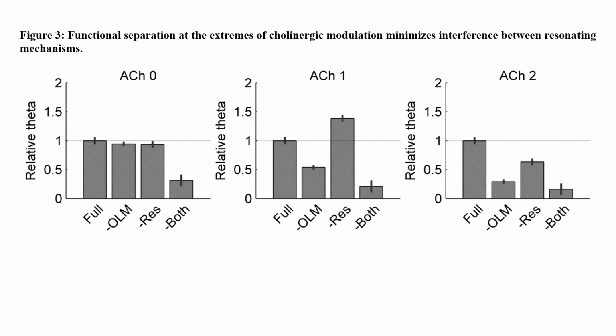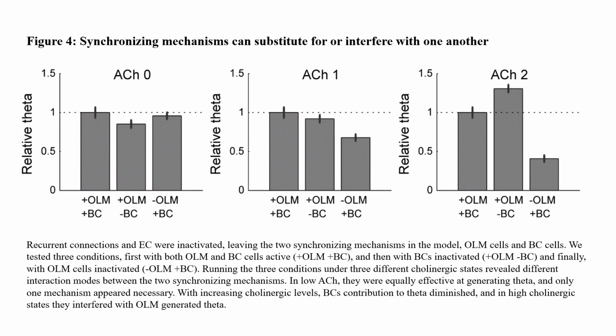Here we show that if you remove the resonant mechanism, theta actually goes up at low levels of acetylcholine. Here the recurrent connections and entorhinal cortex were inactivated, leaving the two synchronizing mechanisms in the model, the OLM cells and the BC cells. We tested three conditions. First were both the OLM and BC cells were active, then with BC cells inactivated, and finally with the OLM cells inactivated. Running the three conditions under three different cholinergic states revealed different interaction modes between the two synchronizing mechanisms.